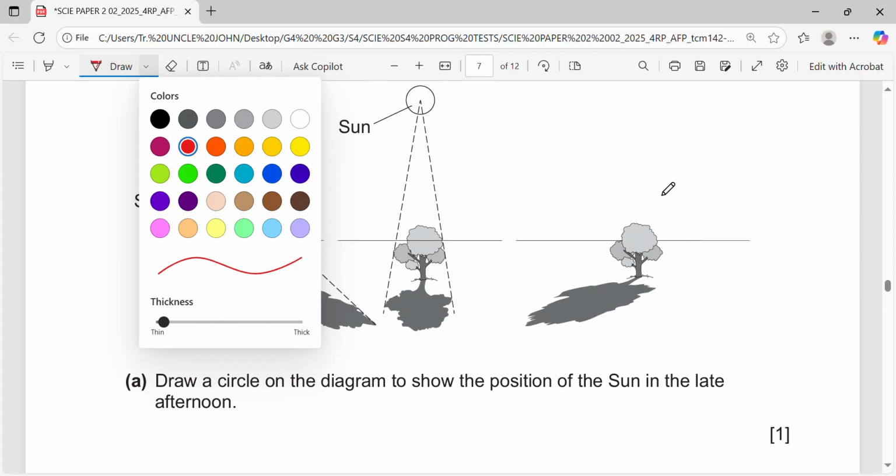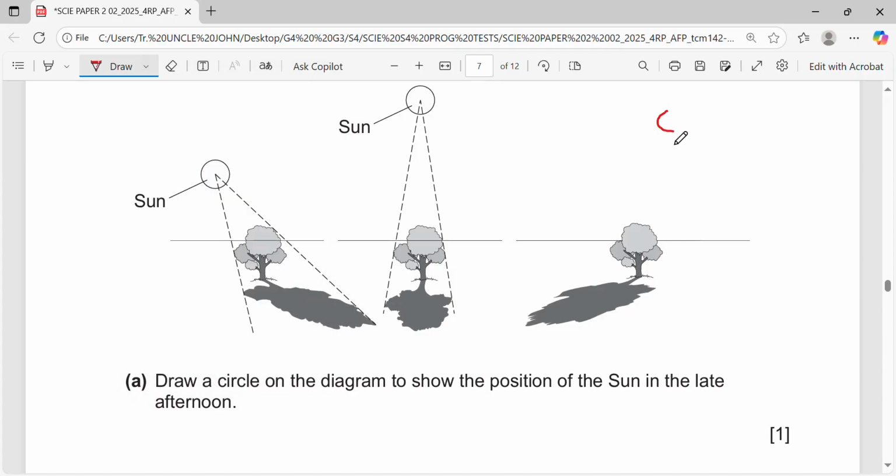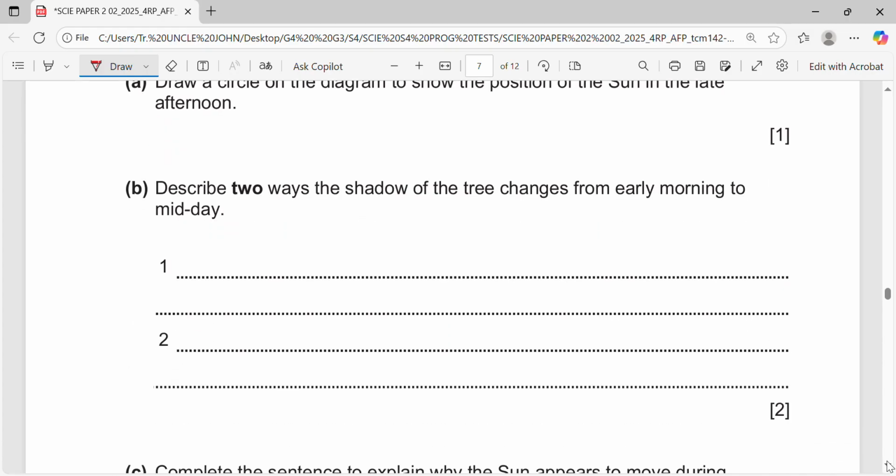So this one, you can draw it here so that the angle will change in this way. Just this way. Then we answered it. Describe 2 ways the shadow of the tree changes from early morning to the midday.